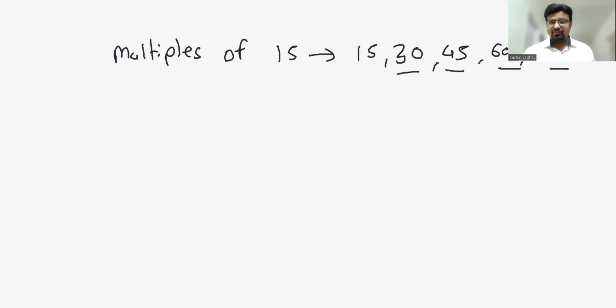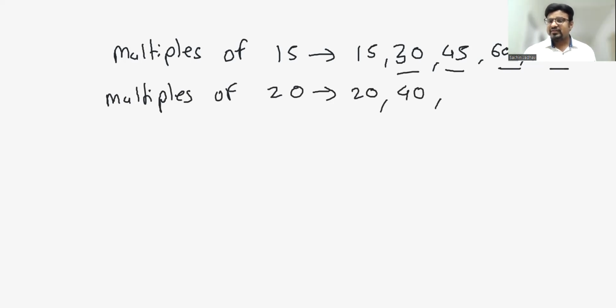In the same way, suppose I am finding the multiples of 20. What are the multiples of 20? Next 4 multiples of 20. 20 ones are 20, 20 twos are 40, 20 threes are 60, 20 fours are 80.